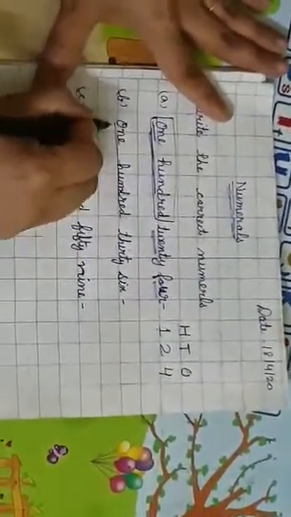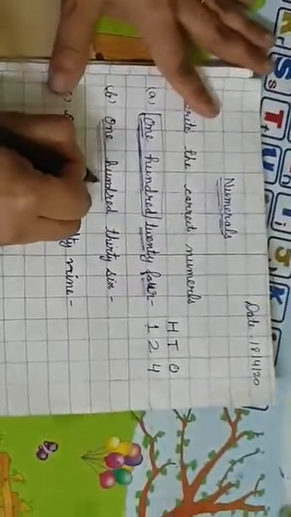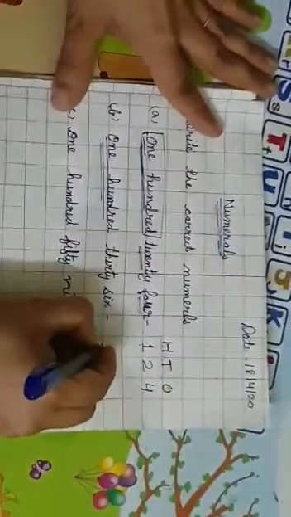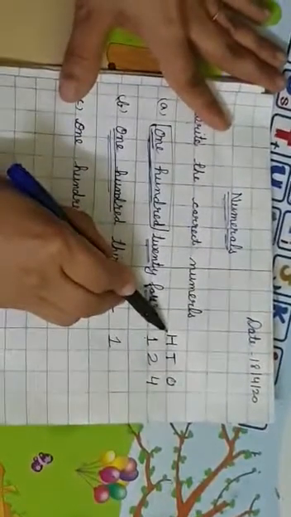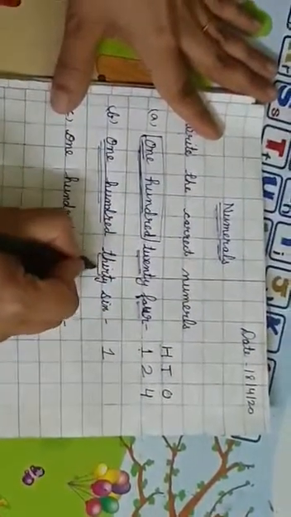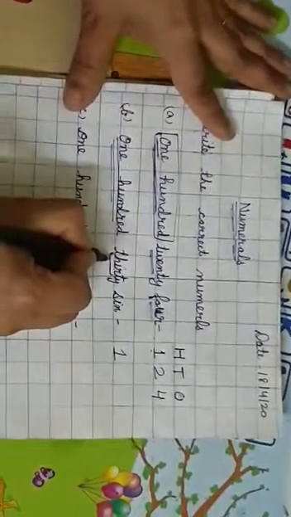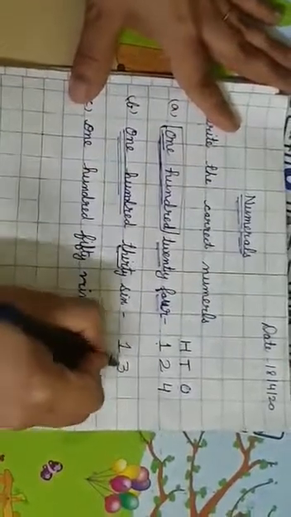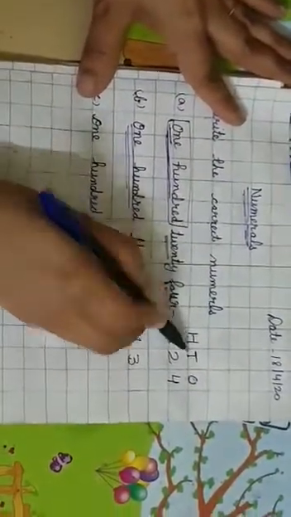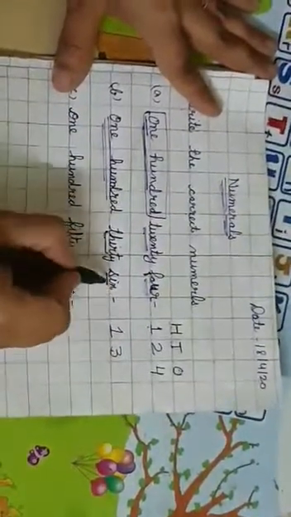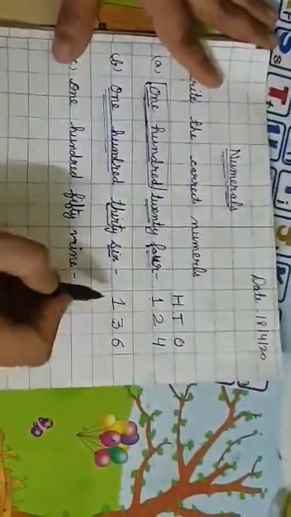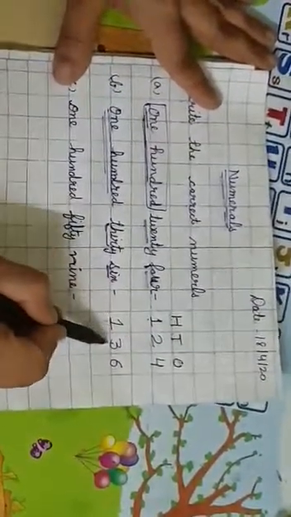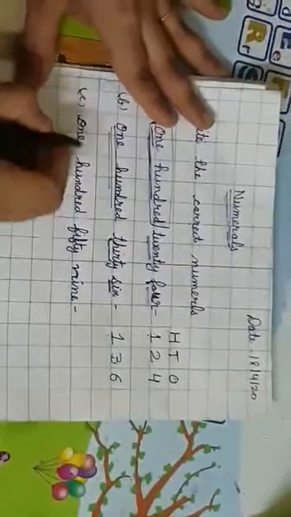Here 100 is given. So, once again, I will write 1 in place of 100. Thereafter, 30 is given. Again, the meaning of 30 is 3 tens. So, I will write 3 in place of tens. Now, in ones place, I will write this single digit, that is 6. So, it becomes 136. Last example is there.